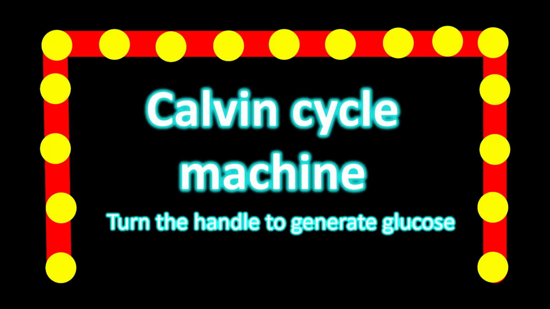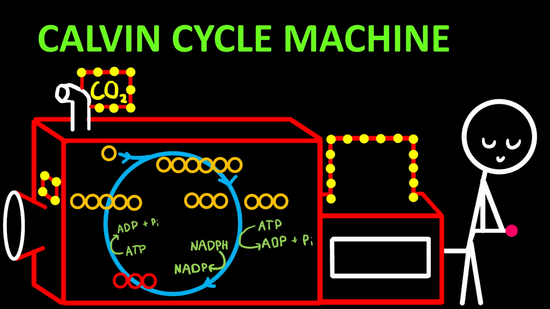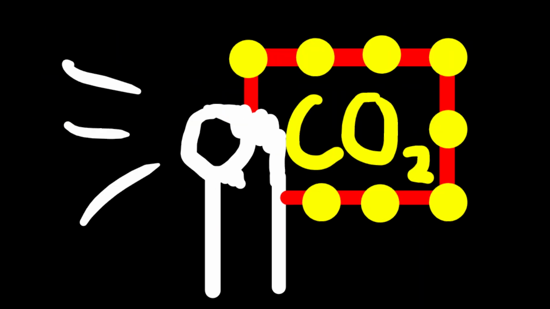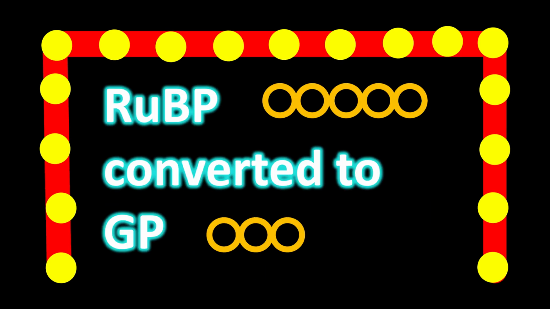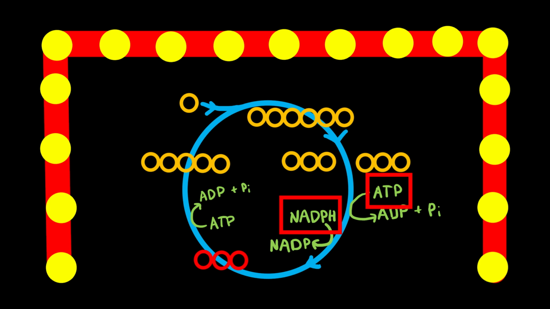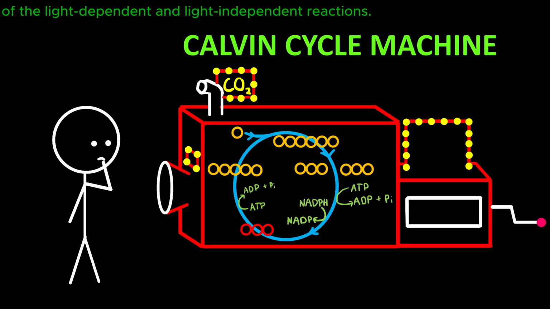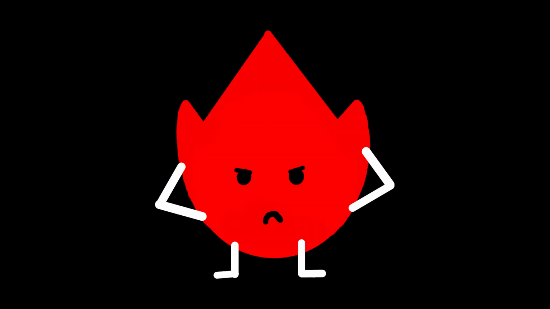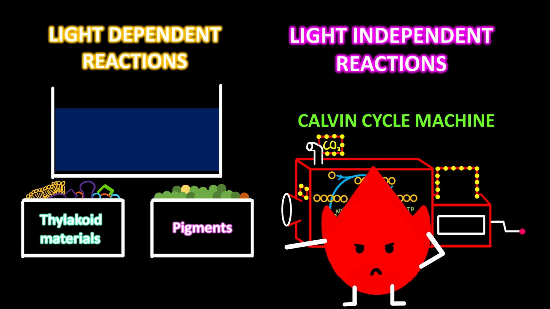Calvin cycle machine. Turn the handle to generate glucose. Great, that's what we need. Carbon dioxide acquired. Ribulose biphosphate is converted to glycerate phosphate. Yes, this is easier than I expected. Insert ATP and NADPH. Not so easy. Where do we get ATP and NADPH from? I learned in class that this has to come from the light-dependent reaction. Let's go to the light-dependent reaction section then.